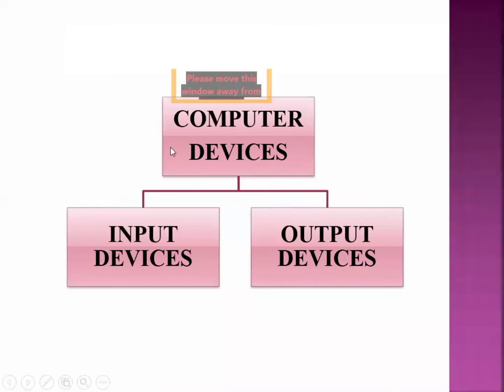Now we will know what the computer devices are. We have discussed the main parts of a computer and the multimedia devices of a computer. They can be divided into groups. Computer devices are divided into two groups: input devices and output devices.